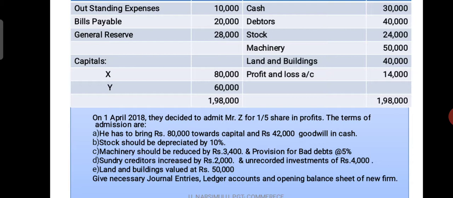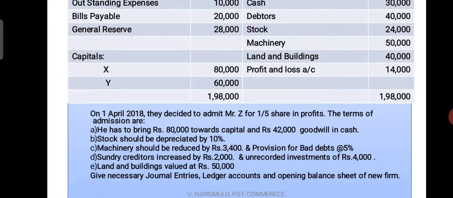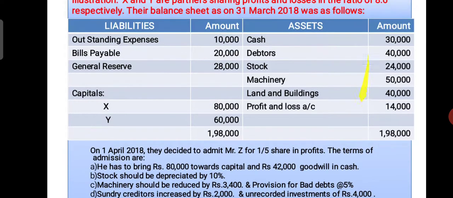Next point, sundry creditors increased by rupees 2,000, means unrecorded creditors amount rupees 2,000, and unrecorded investments of rupees 4,000. Land and buildings valued at rupees 50,000. Okay, next, give necessary journal entries, ledger accounts and opening balance sheet of the new firm. So this is the problem.